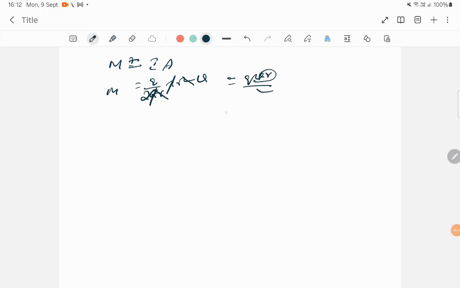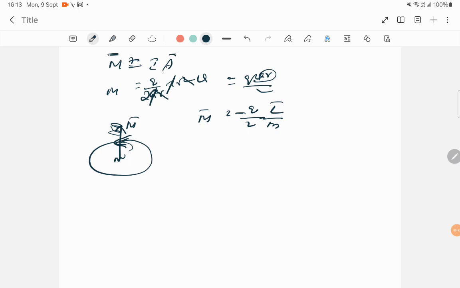You already know mvr is equal to L, so vr is L by m. Q by 2 into L by m is known as the magnetic moment, and since it's a vector you have to put it like this. When an electron is going around the nucleus like this, by the right hand thumb rule the curled fingers go like this, then the thumb will be upward, and that gives you the direction of the magnetic moment.